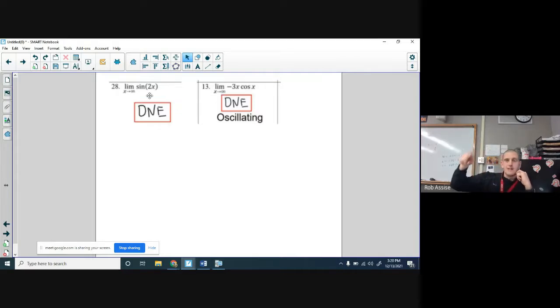Here, the amplitude remains the same, but again, it's still just cycling through, and there's no consistent value that you're going to be approaching as you get bigger and bigger. So it's going to continue to follow that wave-like pattern. So you just got to think about what the function is and know that that would be a scenario where the limit does not exist.